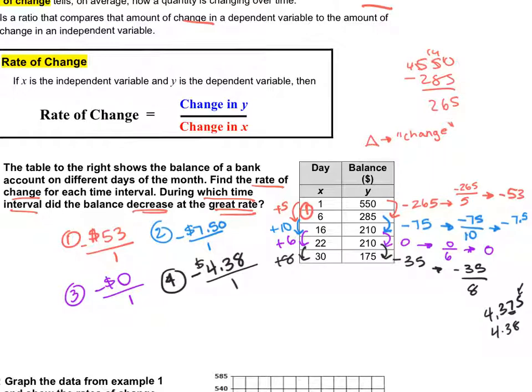So during which time interval did the balance decrease at the greatest rate? It was during the first time interval. So the first 5 days were the group, the first interval, that I lost the most.